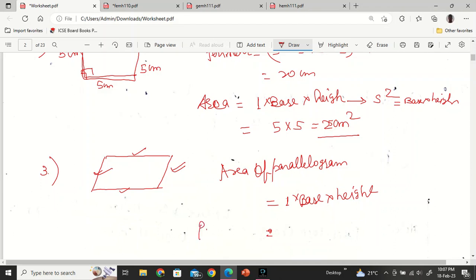And again the perimeter of a parallelogram will be, will add up the sum of the boundaries: AB plus BC plus CD plus DA.